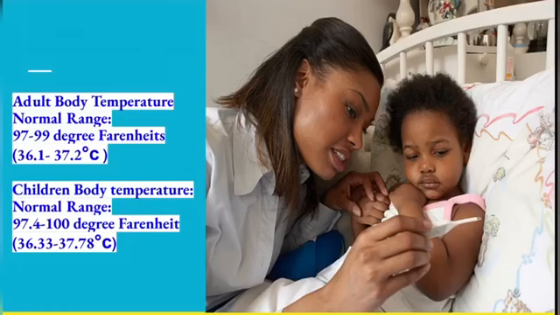We should always remember that the adult body temperature normal range is from 97 to 99 degrees Fahrenheit, which is equivalent to 36.1 to 37.2 degrees Celsius, and the children body temperature is from 97.4 to 100 degrees Fahrenheit, which is equivalent to 36.33 to 37.78 degrees Celsius.